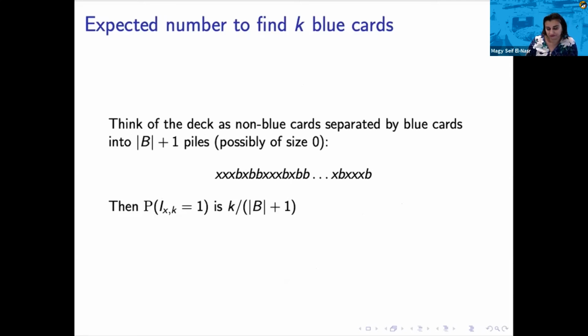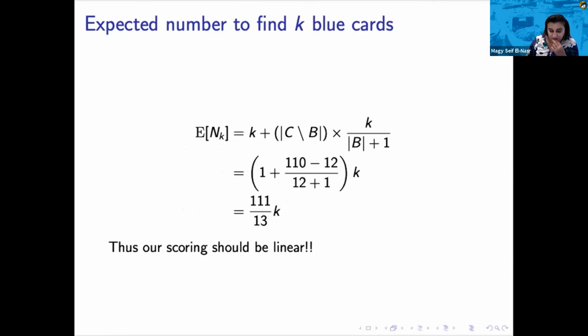Possibly of size 0, then the probability that a non-blue card appears before the kth blue card is simply the probability that it's in one of the first k piles. Because this deck is randomly shuffled, that's the number of piles k that it could be in, divided by the total number of piles. Let's plug all this in, and we say the expected number of turns to find k blue cards is simply 111 over 13 divided by k.